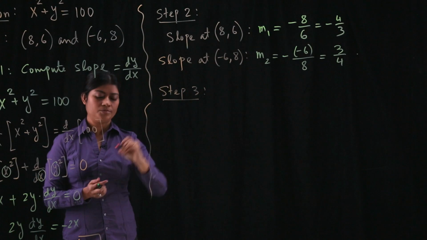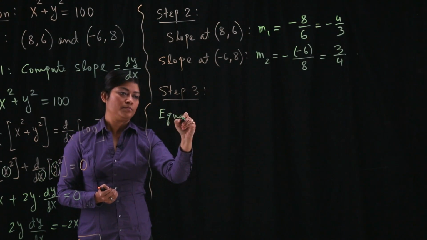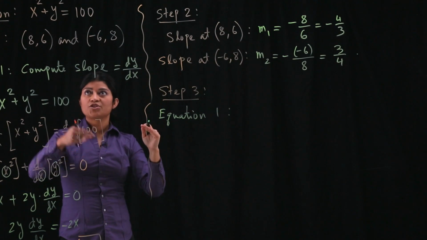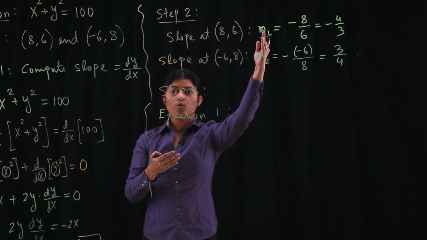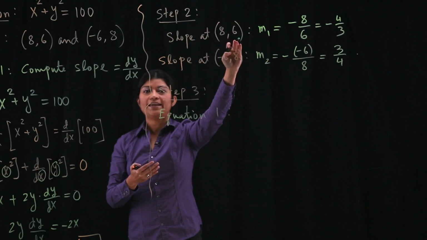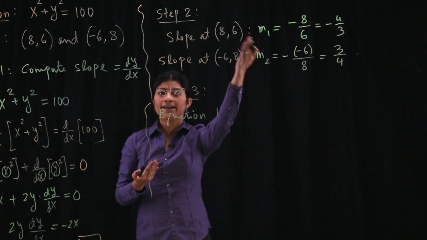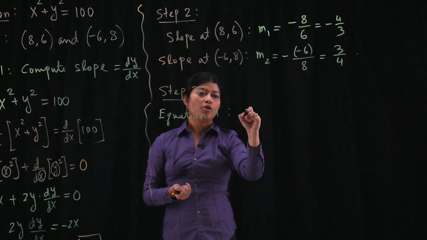Okay, so the line that passes through the first point, let's call it equation 1. The slope is m1 and the point is right here, 8, 6. And we know how to write the equation of a line given a slope and a point, right? It's the point-slope form. So what is the point-slope form?